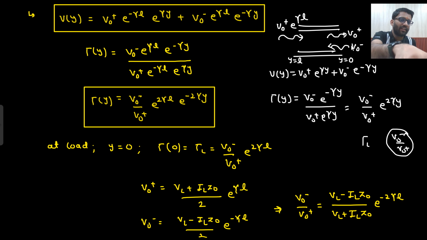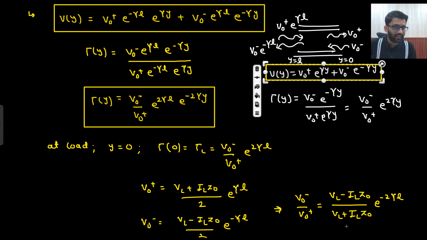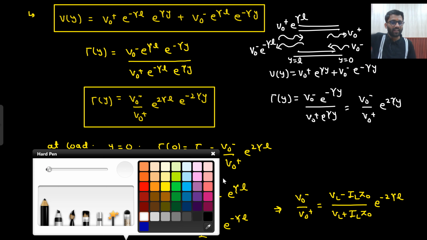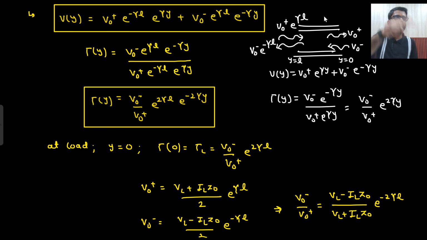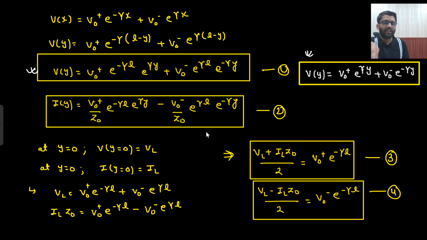Now after the reflection, it became V0 minus, and when it reaches here, it would become V0 minus e to the power minus gamma L. So if you put y equals L here, what are you getting? V0 minus e to the power minus gamma L only. So this is what we considered. In our analysis, if I say this is my Vy, then I will have to say that just as the switch is closed, V0 plus e to the power gamma L is generated. If I say that just as I close the switch V0 plus is generated, then this would be the equation.